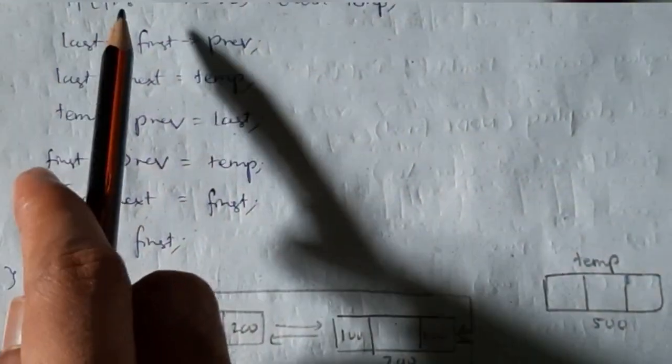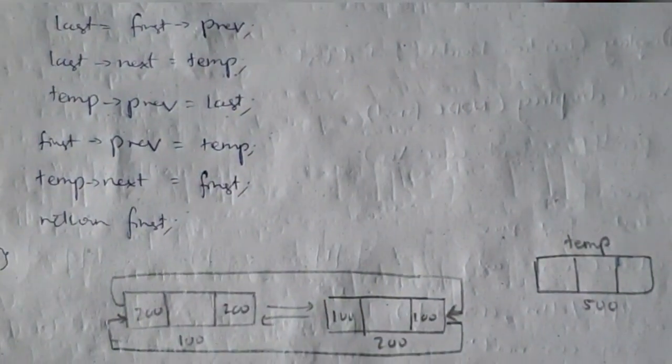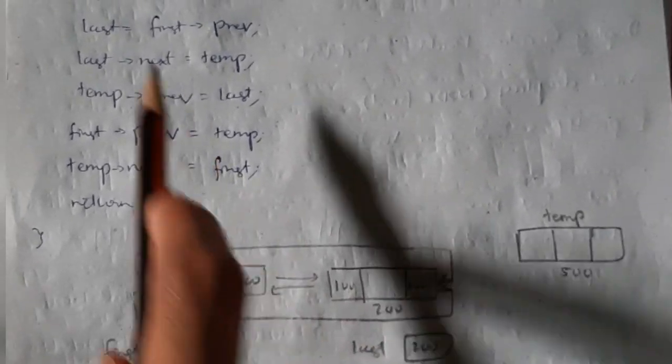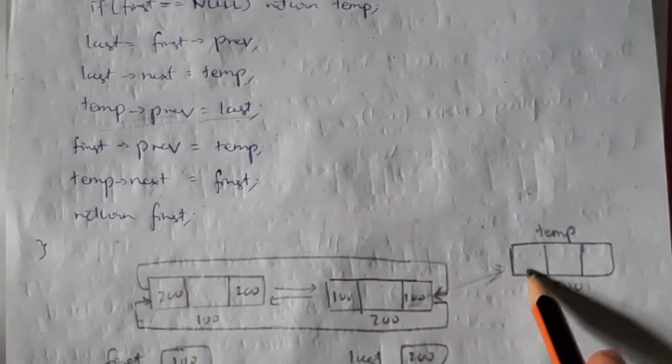Okay, first one is last is equal to first arrow previous. See how you will get the last node here, first arrow previous, that will be pointing to the last node, right? Then you will get last as 200, and then last arrow next is equal to temp. Last arrow next, this part, this should point to temp, right? And this will be pointing to temp, and temp arrow previous is equal to last, so temp arrow previous is this will be pointing to the last, so this connection is made.